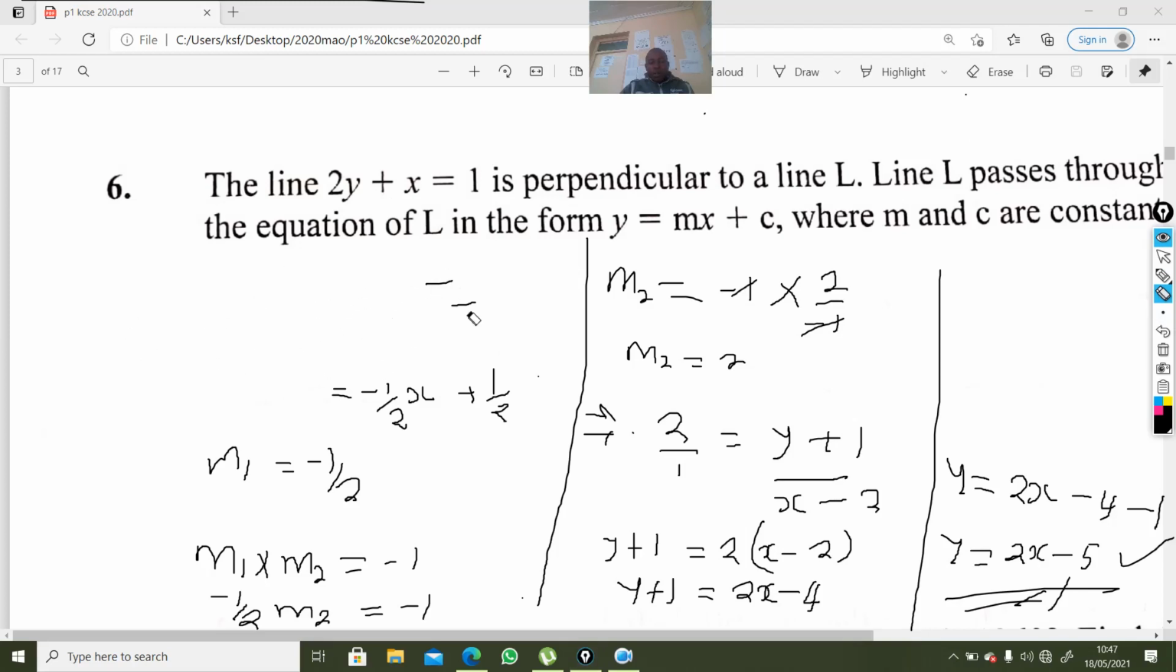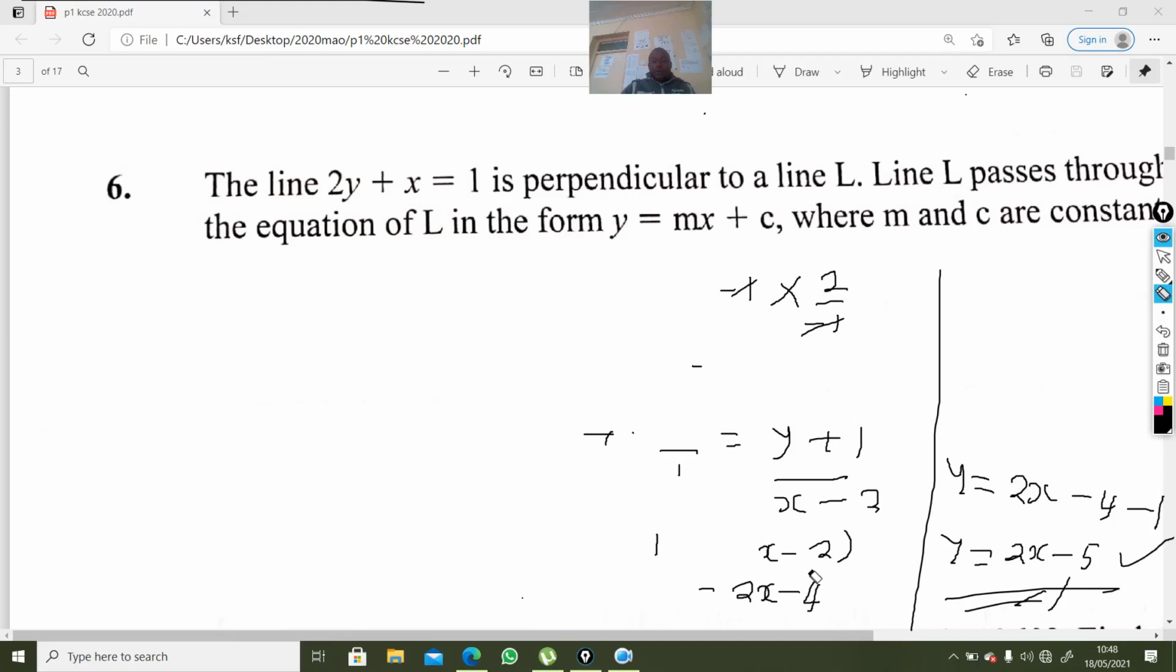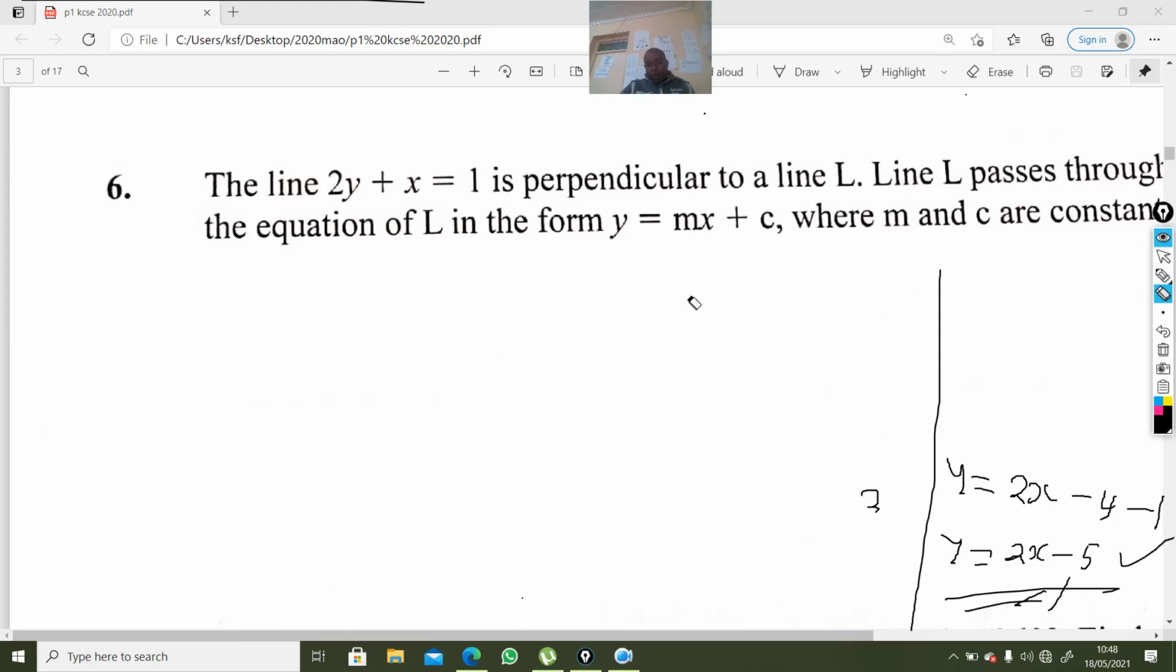That is question number 7. Question number 7 was also very simple because it is a Form 1 question on polygons, which I've discussed in my previous tutorials.